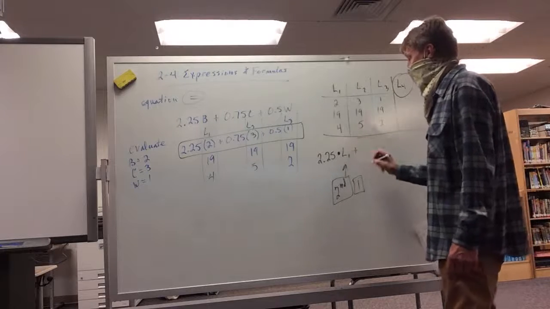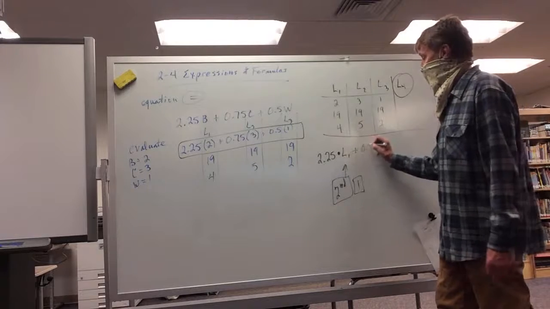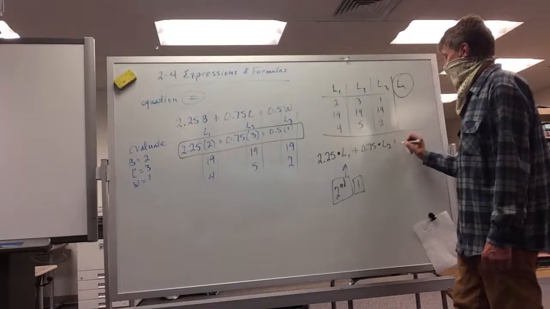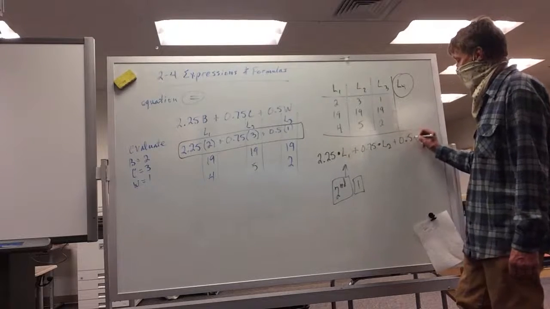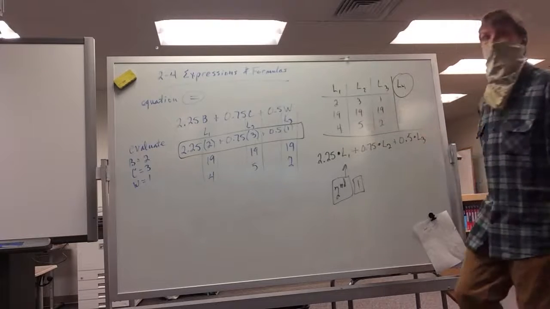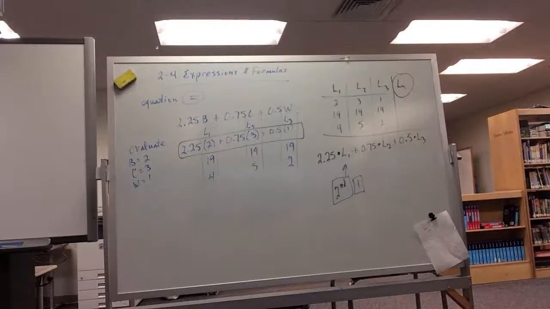And then you're gonna do plus 0.75 times L2 plus 0.5 times L3. And you do not hit the equal sign. You just hit enter and it will do all the calculations at one time. Okay. And then L4 will be a big long list of how much it costs.